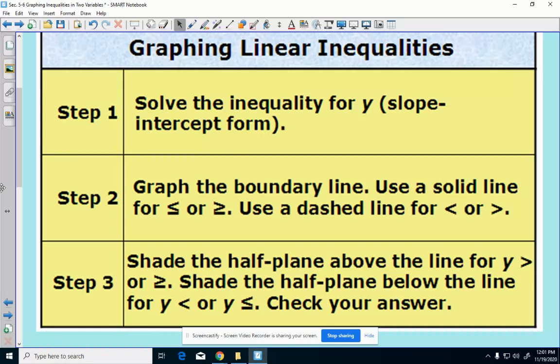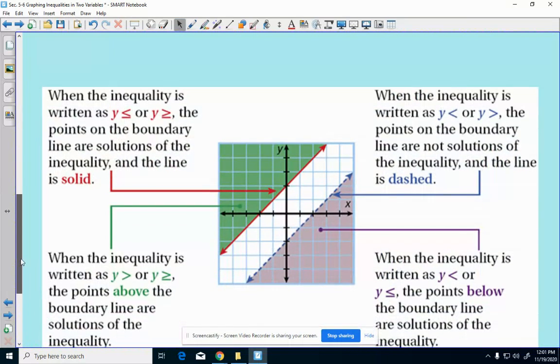Okay? Nothing crazy. And then the last part, we shade. If it's greater than, we shade above. If it's less than, we shade below. On just one number line, we pointed to the right for things that were bigger, to the left for things that were smaller. Okay, so it may look something like this. Now that's two of them at the same time.